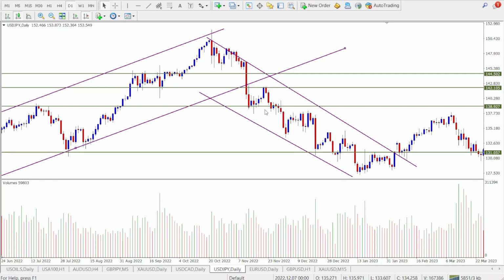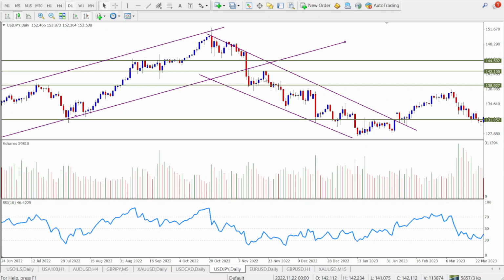You can use the volumes indicator. You can also use the RSI indicator. You can use moving averages. You can use a few indicators, or you can just choose perhaps one or two, for the purpose of confirmations.